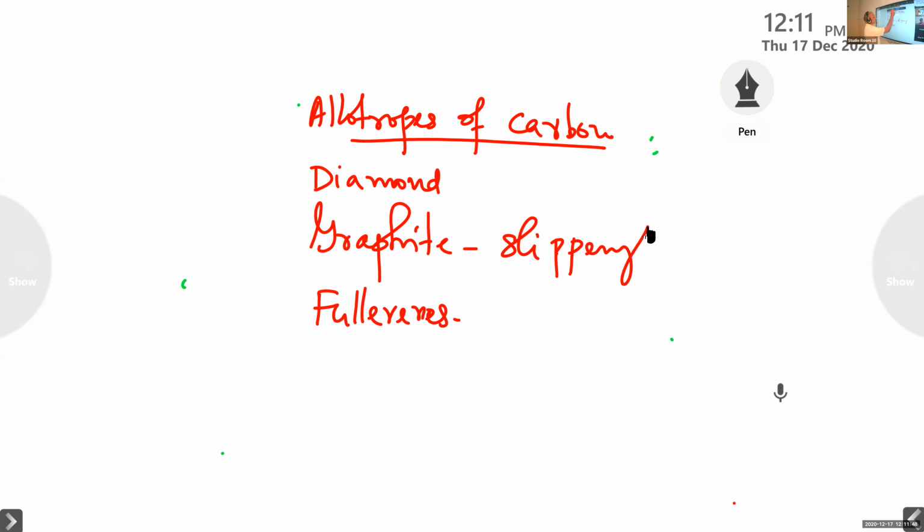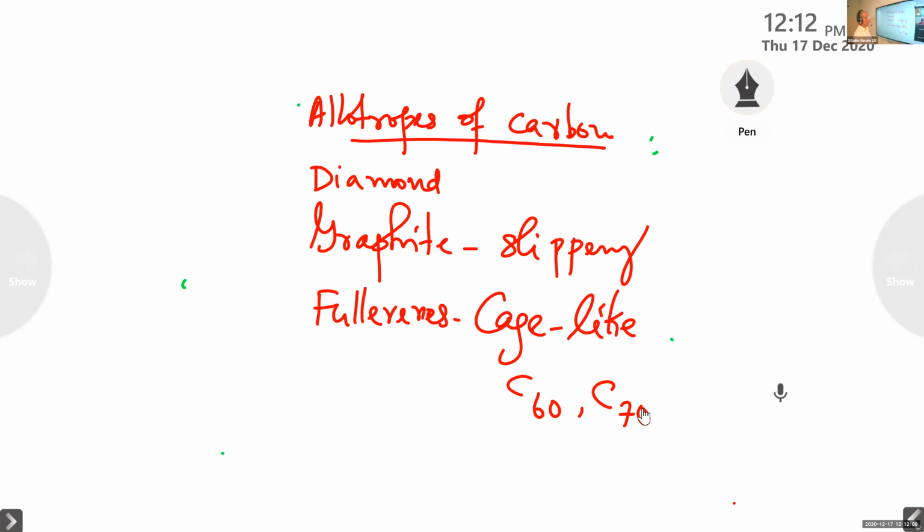Now you come to the fullerenes. Fullerenes have cage-like structure. They are clusters of carbon atoms. For example, C60, C70, etc. A cluster of 60 carbon atoms, a cage of 60 carbon atoms, or a cage of 70 carbon atoms, cage-like structure. That means it is hollow.